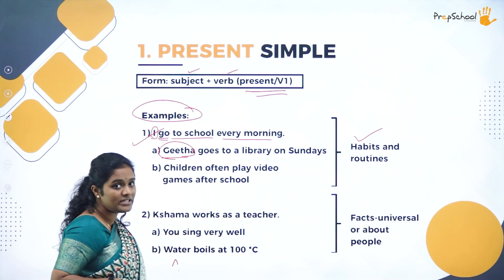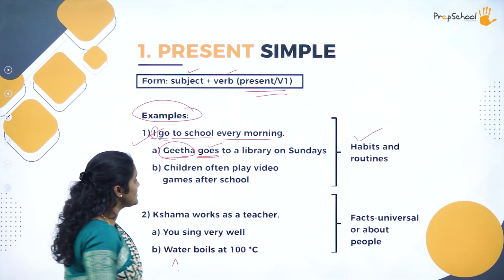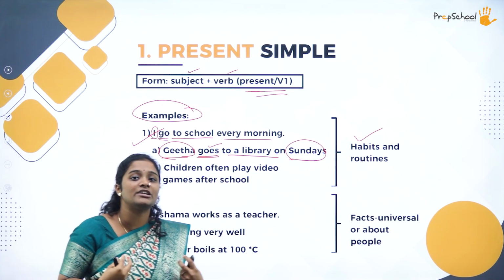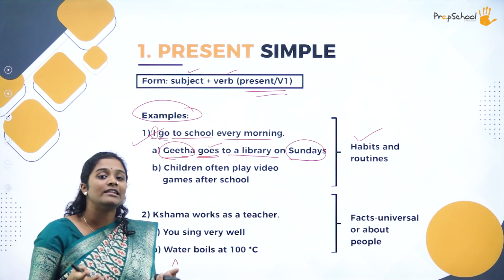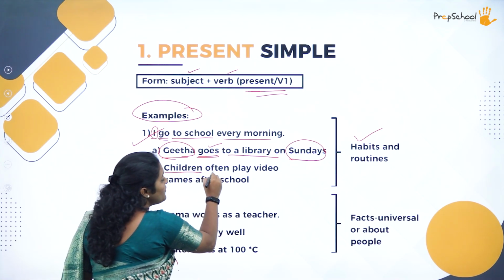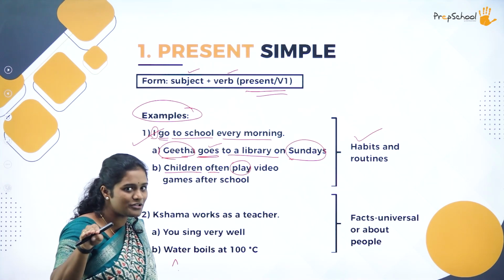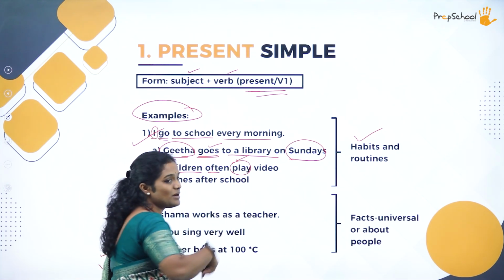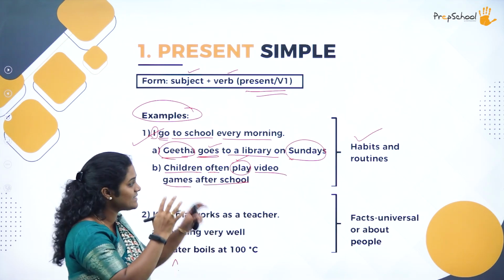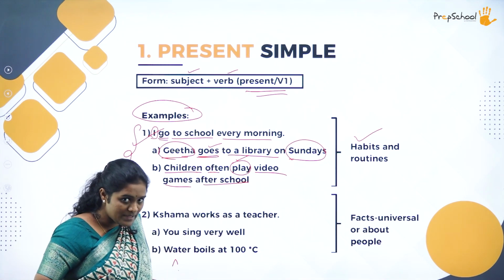First one, Geeta. Geeta is the subject over here. Goes, she goes, that is in the present tense, to a library on Sundays. It is a routine. It's a habit that she has cultivated and she goes to library every Sunday. Then comes children, subject, often play. Play is the verb. Then play video games after school. This is the habit. So all of this, habits and routines, are in the simple present tense.